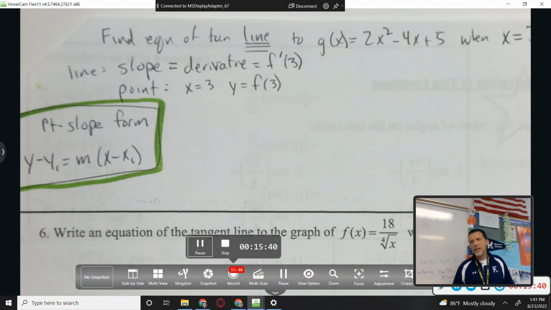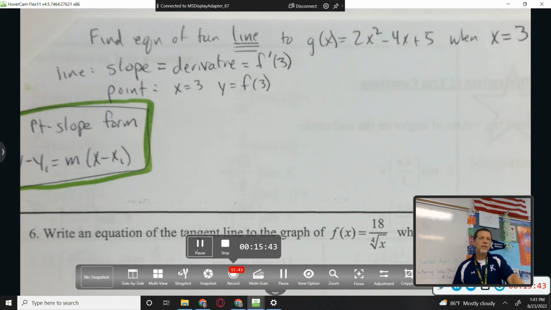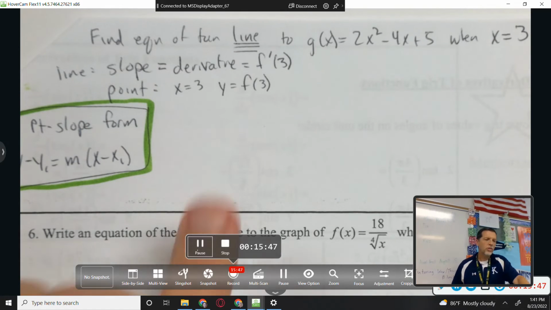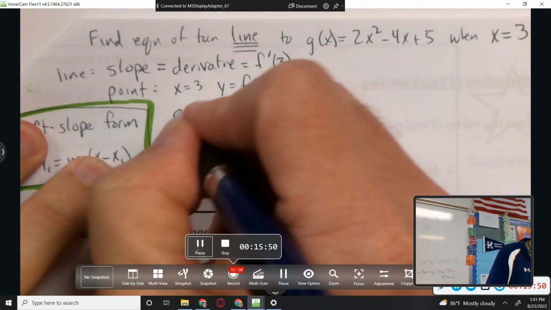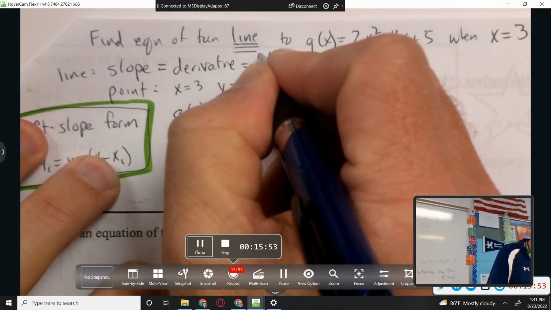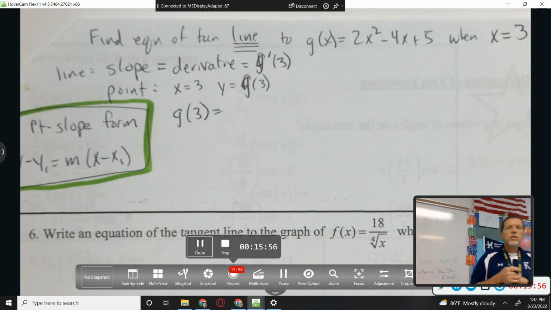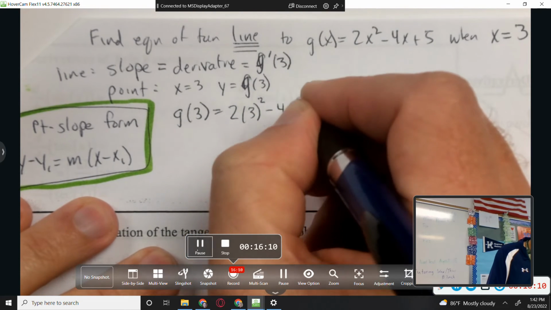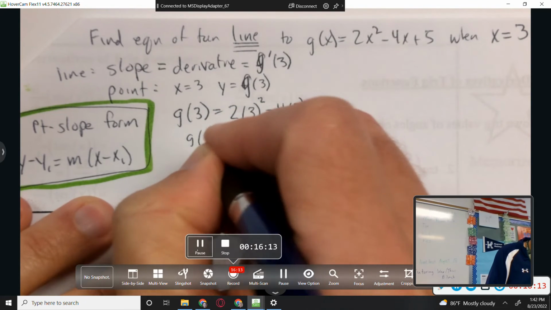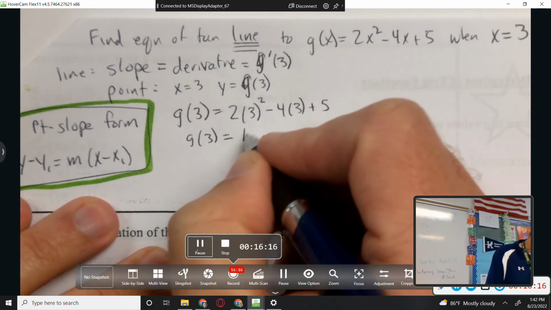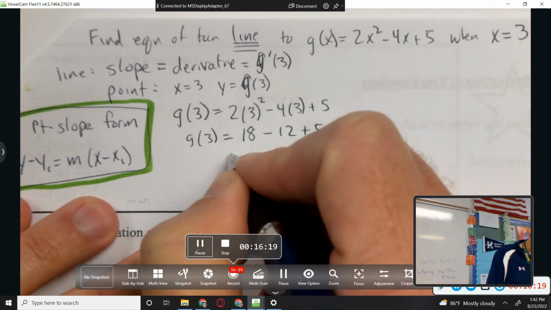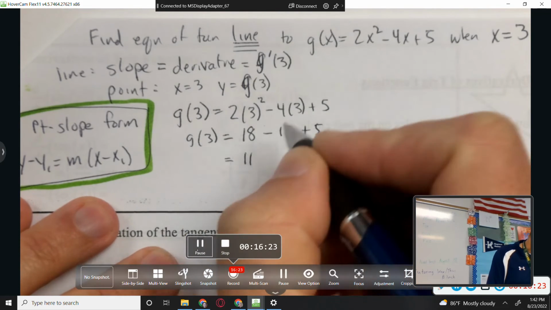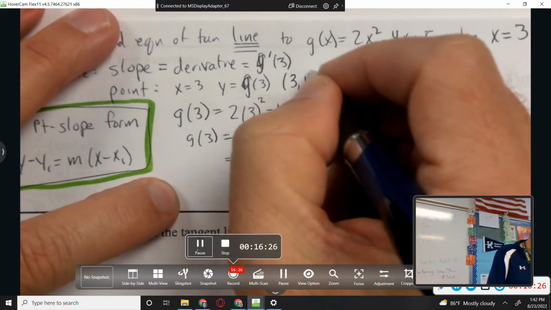So kind of laying out the pieces we need for this. So I guess let's do the point first. That should be an easy one, or easier. Oops, I said f. It should be g, because the function's name is g. So g of 3, if I want the y value, all I have to do is plug in 3. I don't need a derivative yet, because I just want the point. So let's plug in 3. Let's see, 2 times 9 is 18, minus 12 plus 5. 6 plus 5 is 11. So my point is (3, 11).